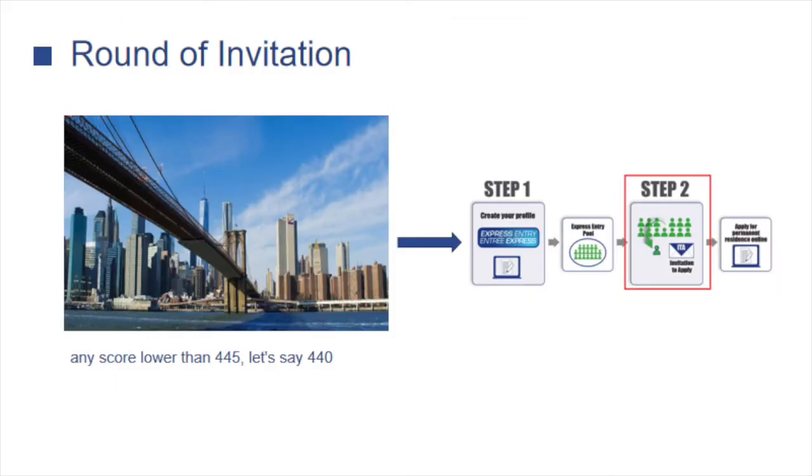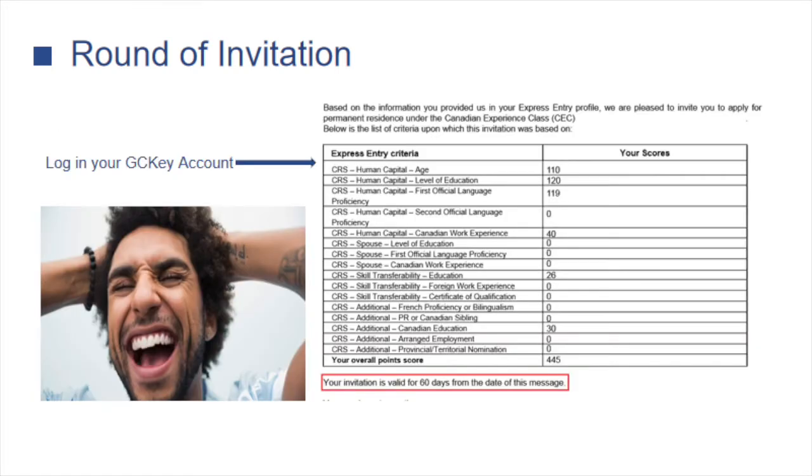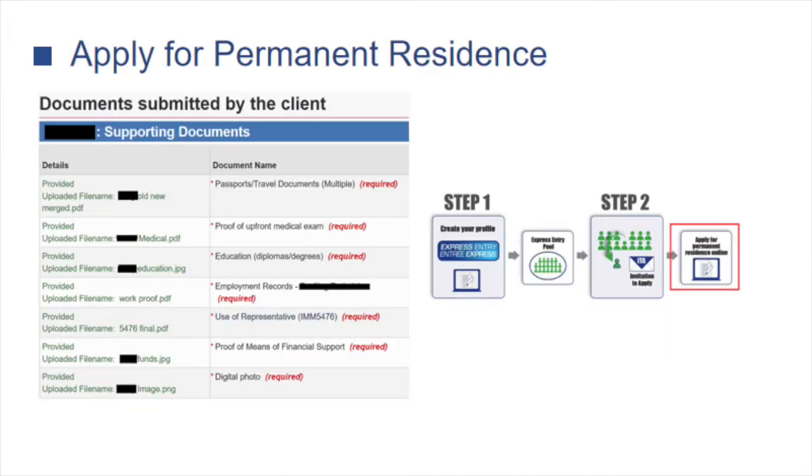Now suppose the next round of invitation score is below 445, 440 for example. Since your CRS score is above 440, then boom, congratulations, you can log into your GCKey account and you'll find a letter in your account saying that Canada is pleased to invite you to apply for permanent residence. You would have 60 days to prepare for document submissions. Now your case is already at the very last step.